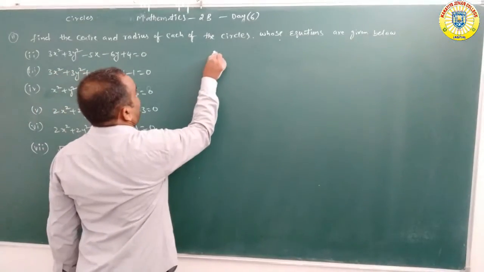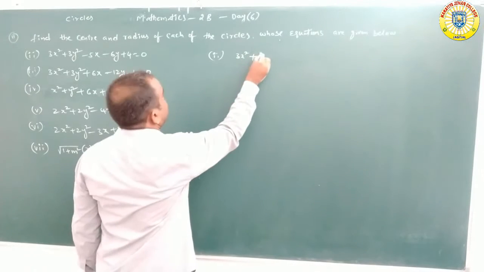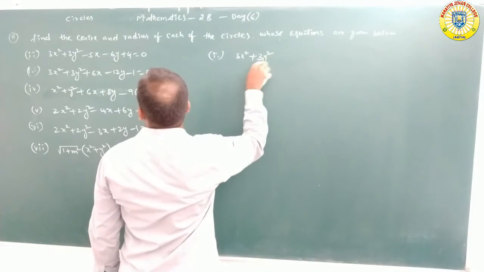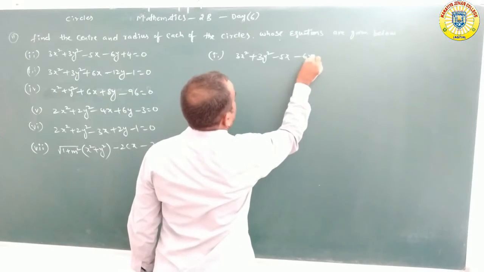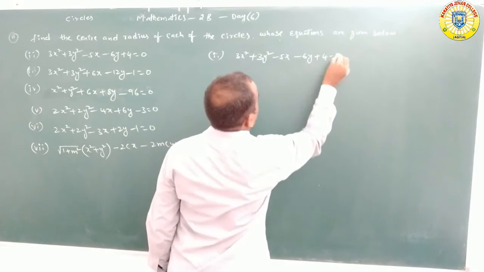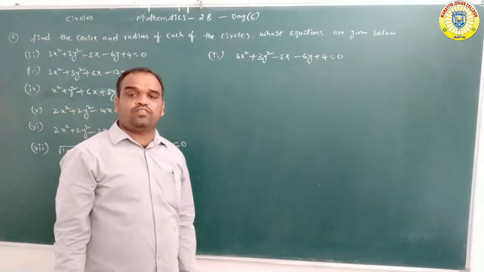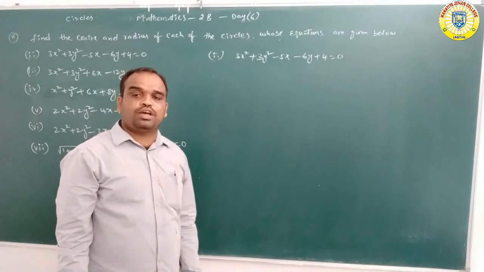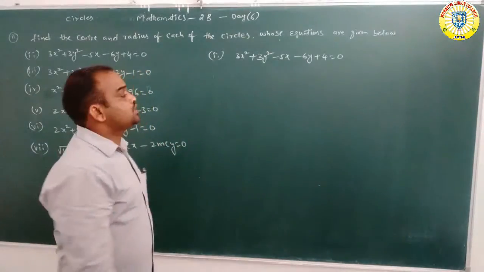Here the second one: 3x square plus 3y square minus 5x minus 6y plus 4 is equal to 0. So this is not in the general form. What is the general form of the circle? x square plus y square plus 2gx plus 2fy plus c equal to 0. This is not in that form.